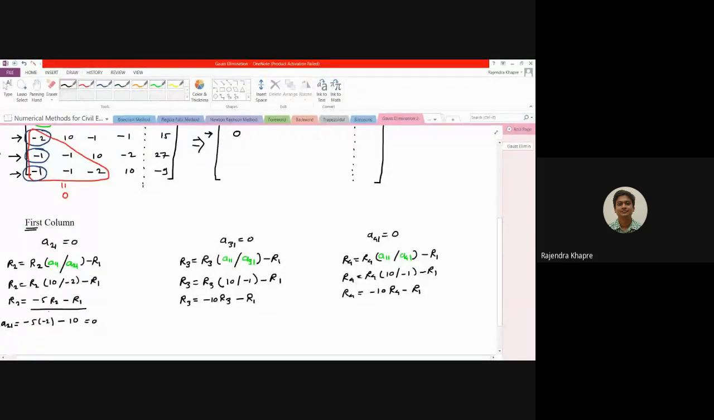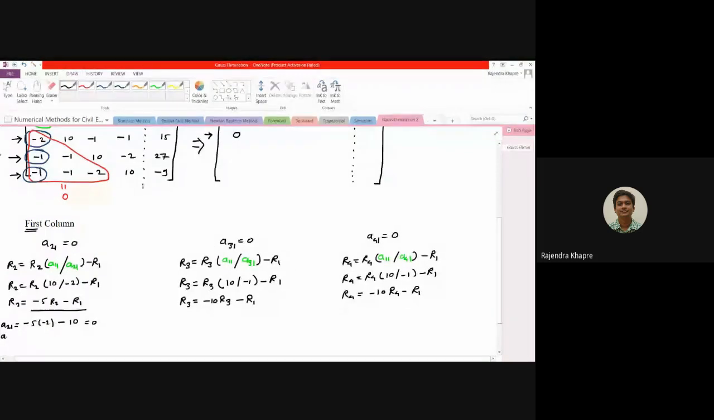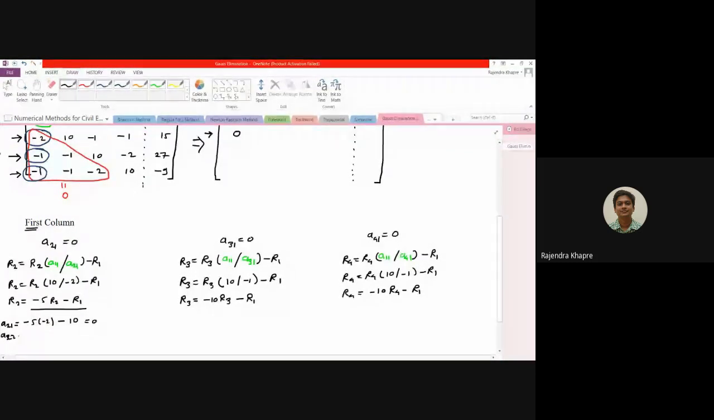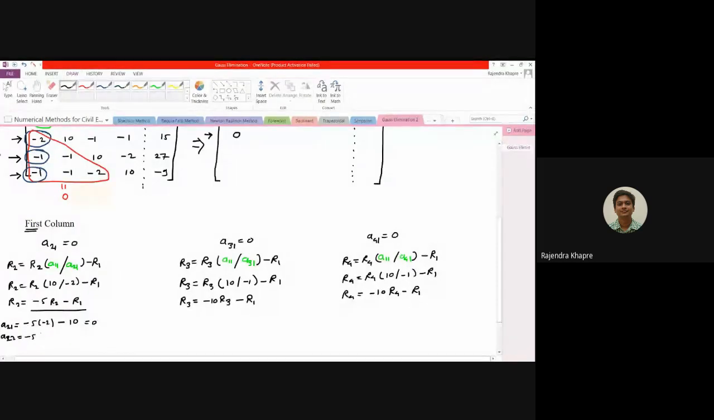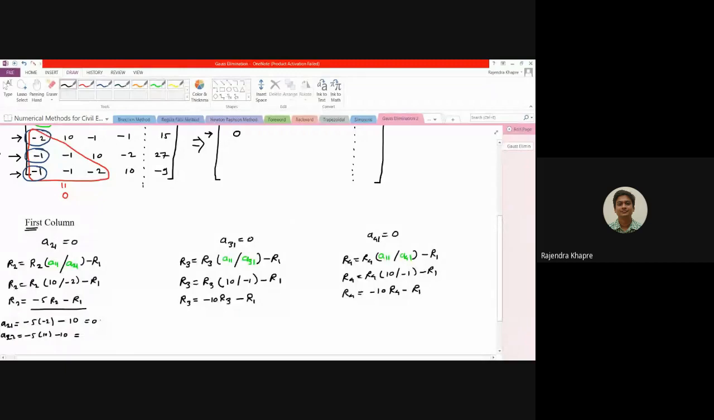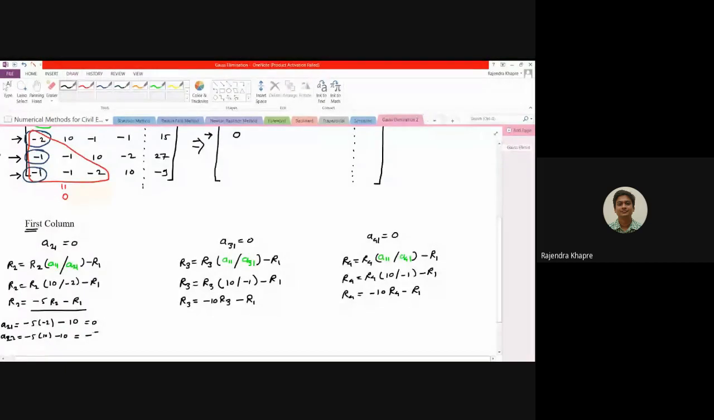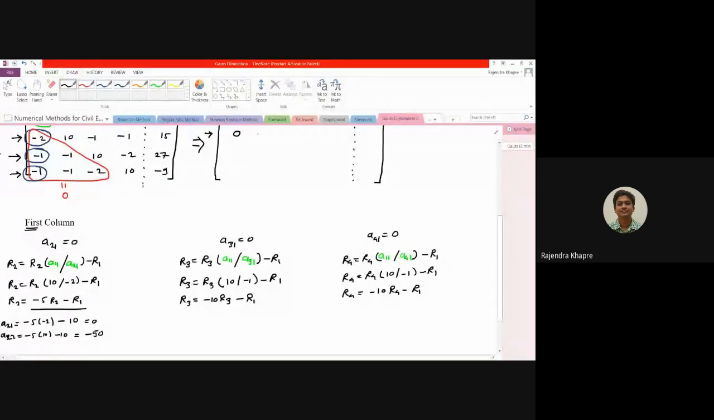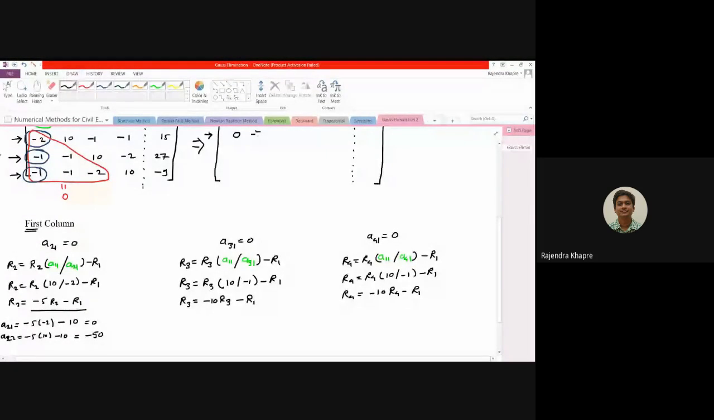Okay, and when I say a22, that is the second element, that is the 10th one. So this will be minus 5 into 10 minus 10. How much is this? Anyone? Minus 50. So this will be minus 50.